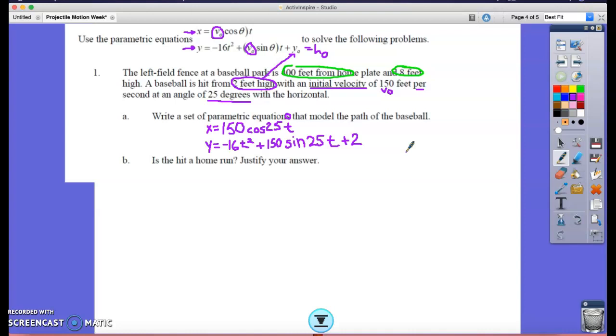Now we want to talk about the tester, and I did mention this in the other video that they actually put the testers in the very beginning here. So 400 feet from home plate, that means that would be your x value here, 400 feet. And it says 8 feet high, which is kind of nice because it just quickly tells us that that's what my y is.